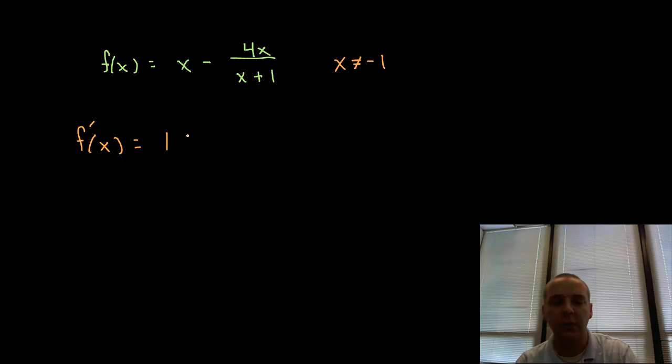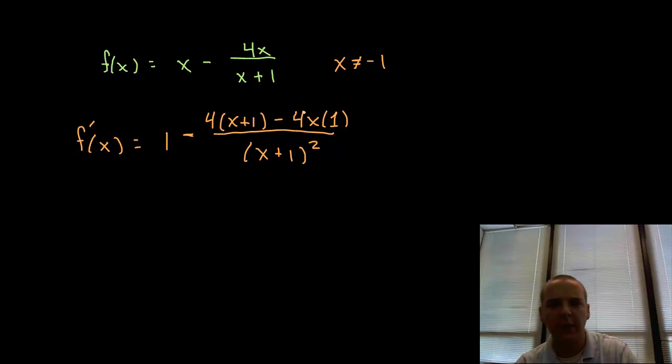Derivative of x is 1. And then this guy would require the quotient rule. You would say the bottom times the derivative of the top minus the numerator times the derivative of the denominator all over the denominator squared. Okay, now it turns out you can do a little algebra on your page there, but I think this numerator will simplify to just be a 4. You can check my algebra in that. And so we get 1 minus 4 over x plus 1 quantity squared.